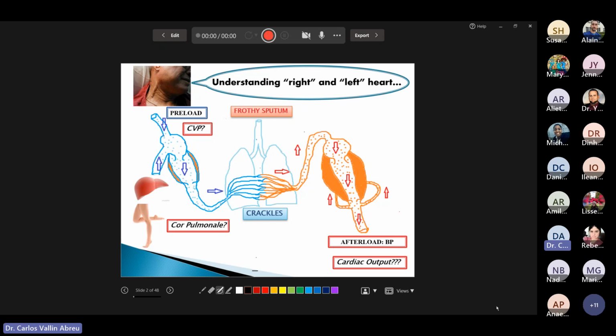So those are examples of how a better understanding of the physiology could help you with this stuff. Okay, the amount of blood that is arriving here to be pumped is called preload, and is measured mainly with the central venous pressure.